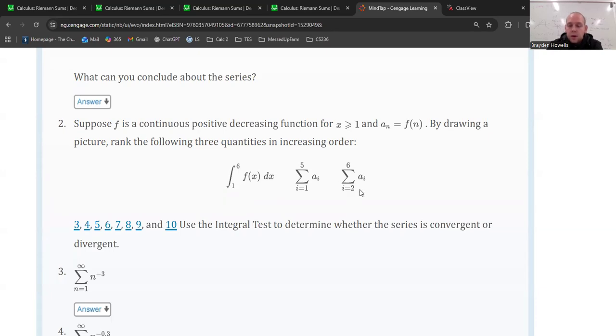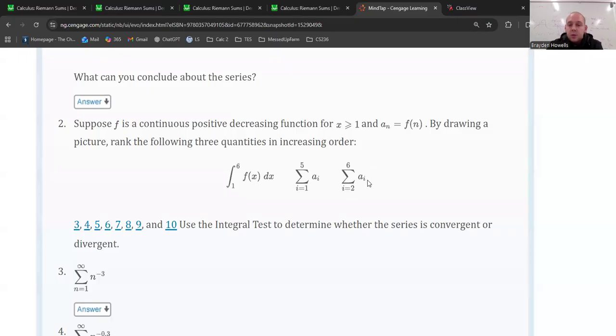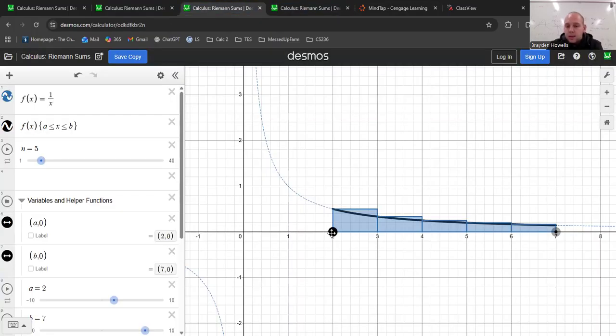Where does this series fit in? Well, let's take a look at these tabs. So I've got this series represented with rectangles again. This series is just a sub 2 plus a sub 3 plus a sub 4 plus a sub 5 plus a sub 6. And that's what we've got here. We go to a sub 2, find that value, multiply it by 1 to make it into a rectangle. This is a sub 2, a sub 3, a sub 4, a sub 5, a sub 6.